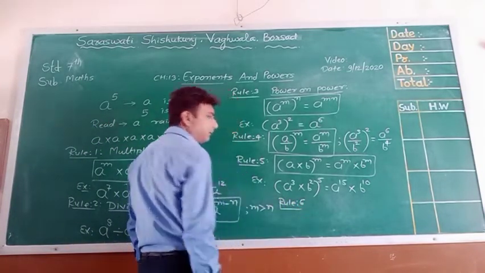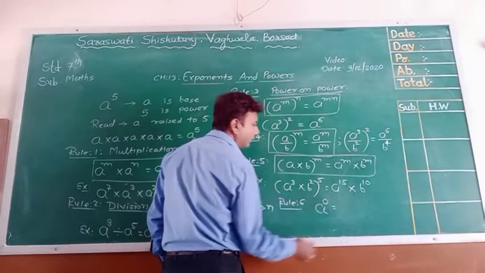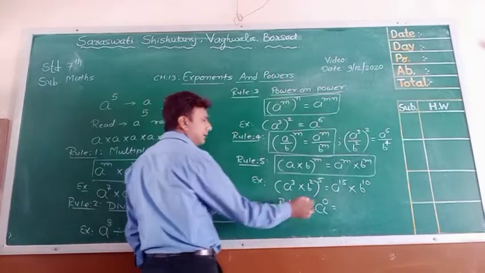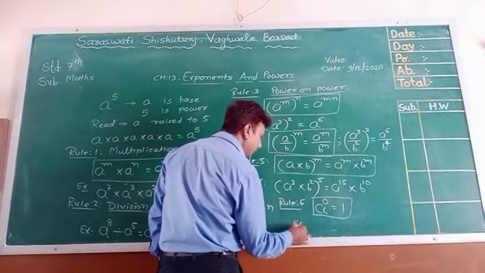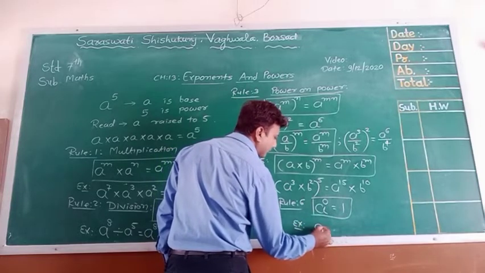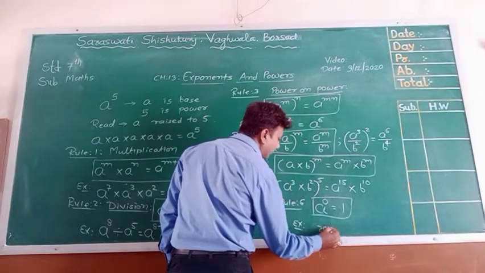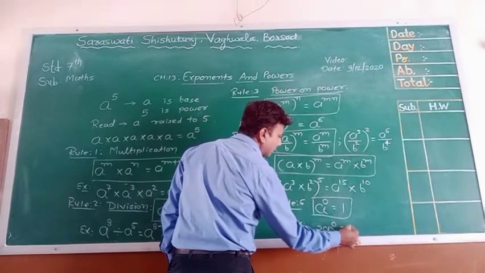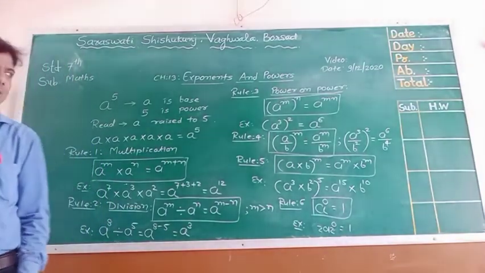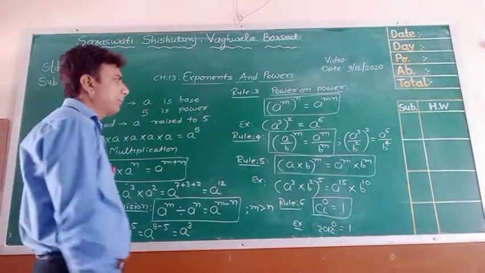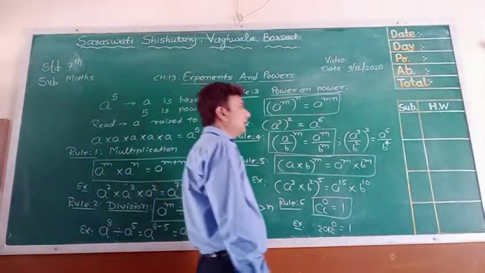Now rule number 6. If any power is 0, a raised to 0, any base with power 0, our answer is always 1. So suppose we take 2012 and power is 0, so the answer will be 1. So all these rules are very important for this chapter. And the inverse form also I will show.